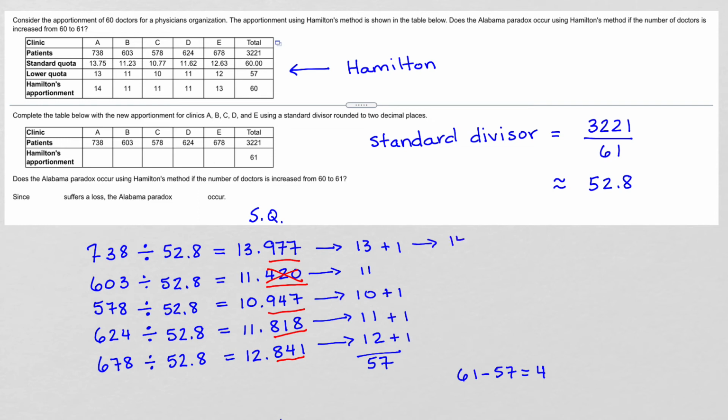And now we're up to 14. This stayed at 11. This is up to 11. This is up to 12. And this is up to 13. So those are the numbers I'm going to put in here. And you can double check, add that up. Should add up to 61.